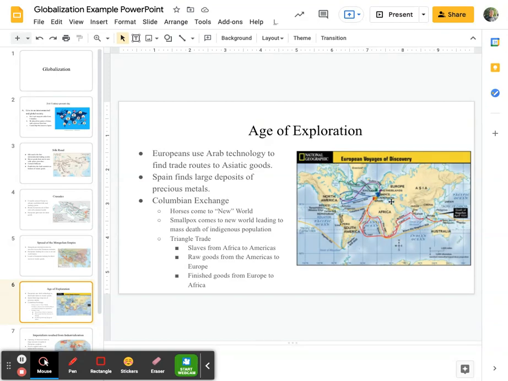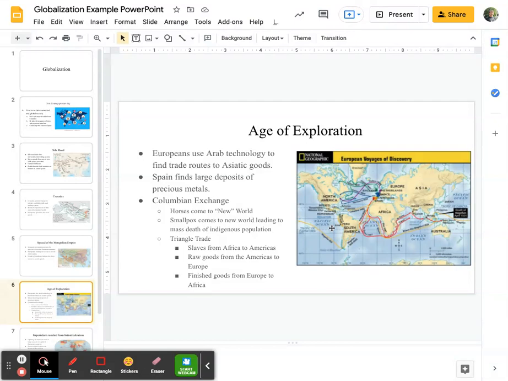But one guy, Christopher Columbus, decides to sail west, and when the Spaniards do sail west, they find large deposits of precious metals. So this is what leads off basically a race to establish colonies in the Western Hemisphere. This is going to lead to the Columbian Exchange. All these European powers coming over here are going to bring things with them like horses, smallpox, various plants, vegetation, and chickens, so that they can establish life on this new continent.